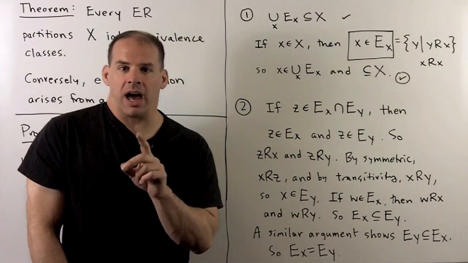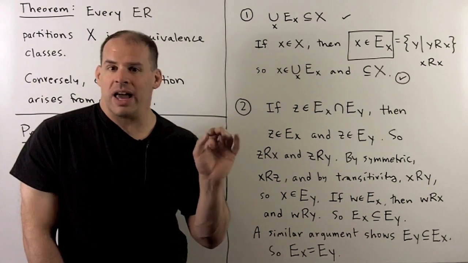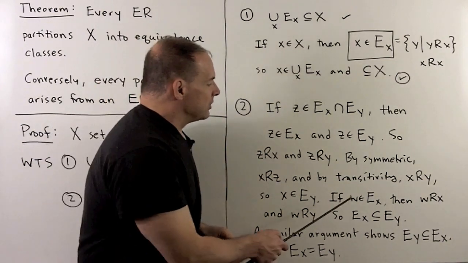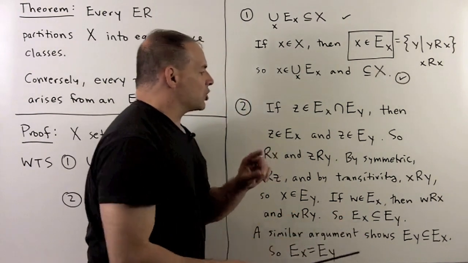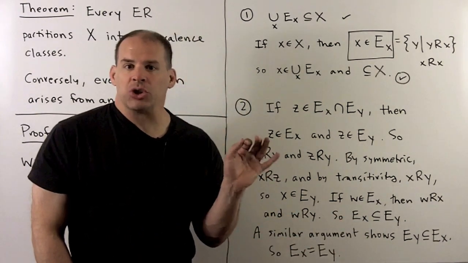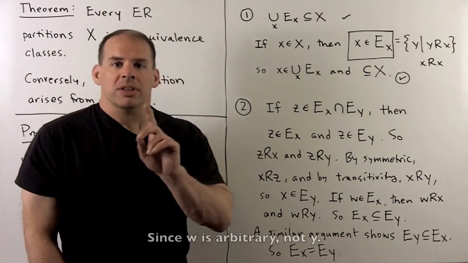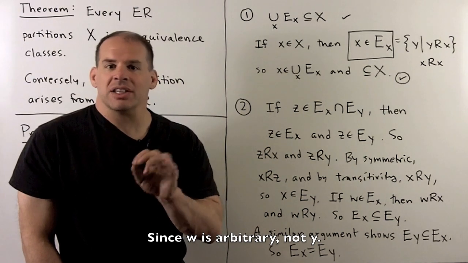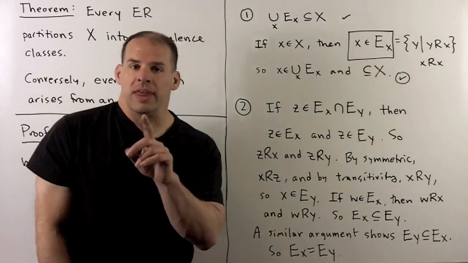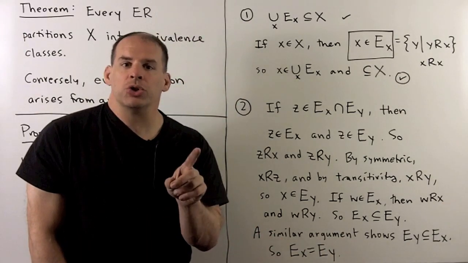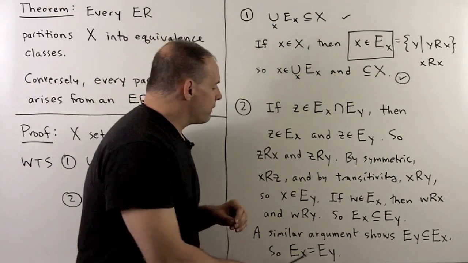We're going to do that trick one more time. So I want to show that the equivalence class for x lives entirely in the equivalence class for y. So if I pick a w in the equivalence class for x, w is related to x. We have x is related to y, so w is related to y by transitivity. That means w is in the equivalence class for y. So since w is arbitrary, we have that E sub x is contained in E sub y. Using that same exact argument, we get the reverse inclusion. So these two equivalence classes are equal, and that shows our first statement.